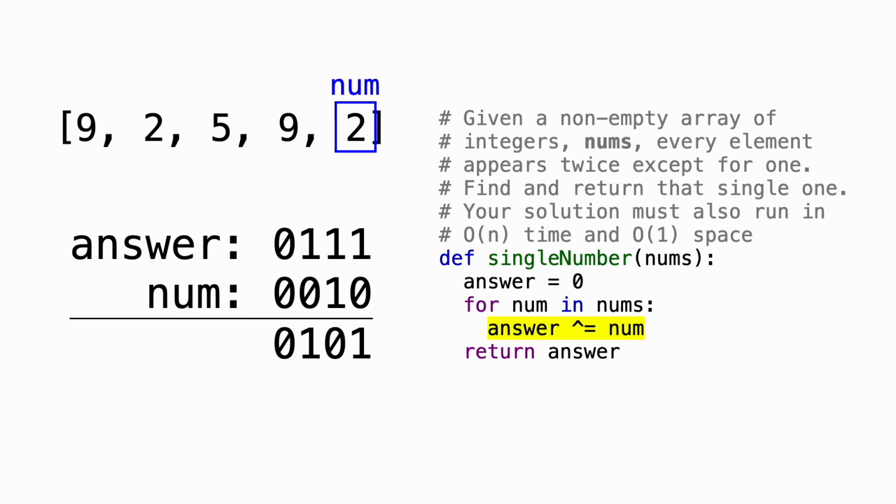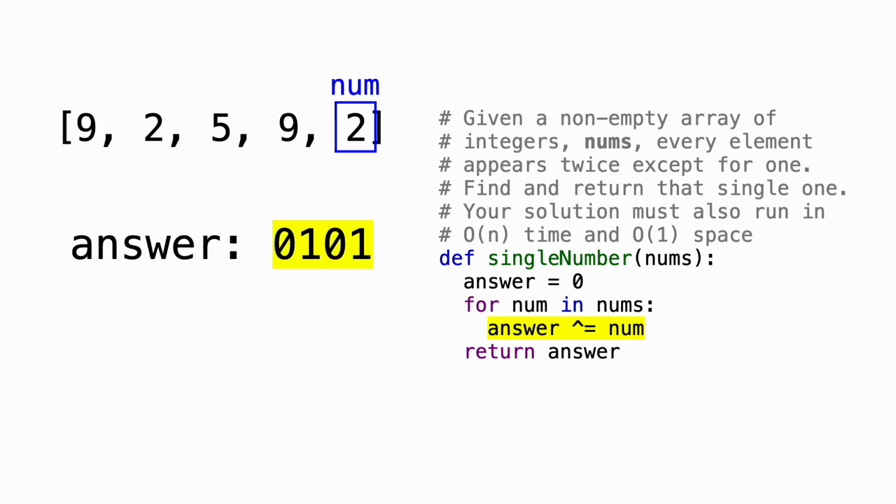But notice that 0101 is the number 5. So, as we expected, the 9s and 2s canceled out to 0, leaving only the 5 left. So now that the answer is 5, all we have to do is return answer and we're done.